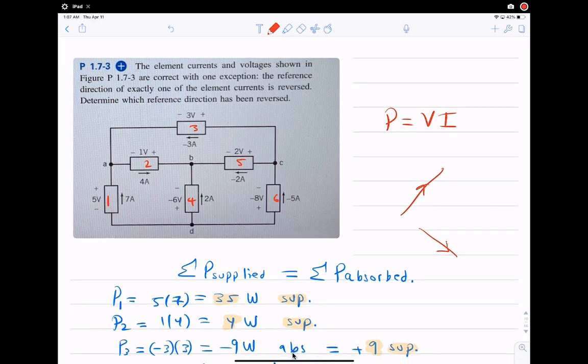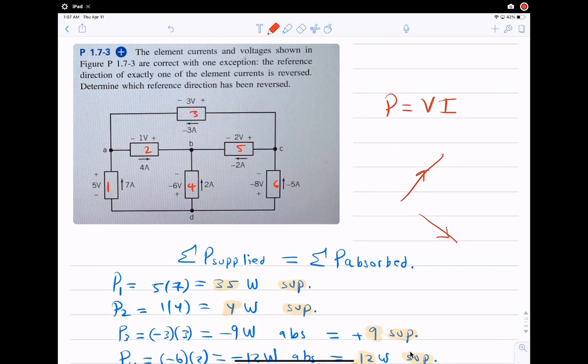Now the negative sign, the only job for the negative sign is to switch the word. Absorb becomes supply. So the negative sign, erase it and switch the word to the opposite word. What's the opposite of absorbed? Supply. So it's positive 9 supplied. It's simple.